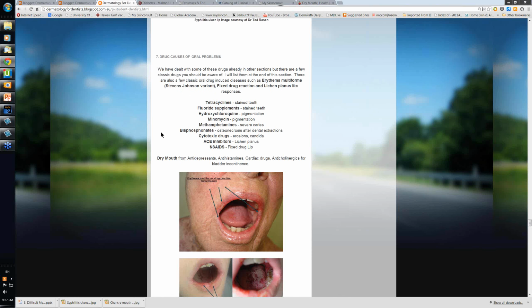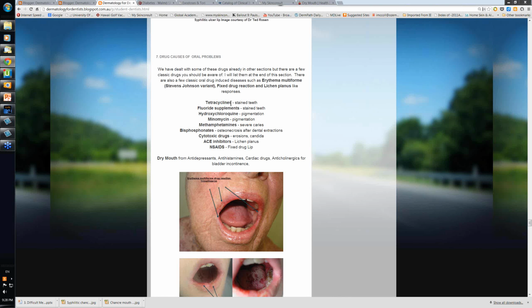If we look at the drugs themselves, then certain drugs cause certain classic changes in the mouth. The tetracyclines in any child under the age of 10 will cause a yellow-brown staining of the teeth. This is because the enamel is contaminated by these drugs. And unfortunately, it's a permanent problem. Fluoride supplements will also cause stained teeth if there's an excessive amount of fluoride given.